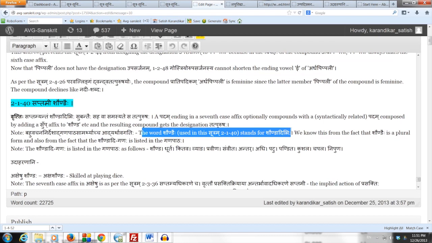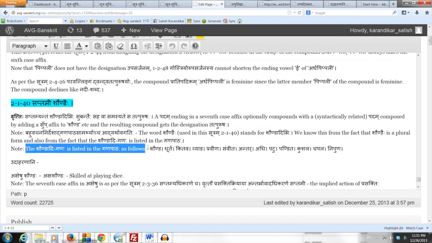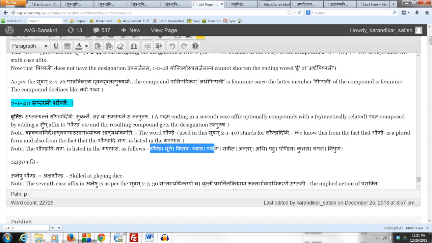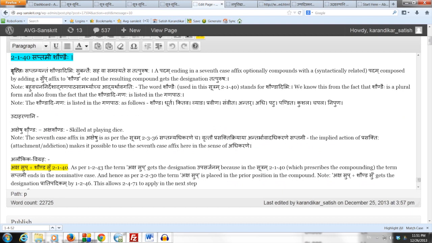The next note here says that the Shaundadiganaha is listed in the Ganapatha as follows: Shaunda, Dhurta, Kitava, Vyada, Pravina, Samvita, Antar, Adhi, Patu, Pandita, Kushala, Chapala, Nipuna. This is the Shaundadiganaha. Let us take some examples here. The first example is Aksheshu Shaundaha equals Aksha Shaundaha, skilled or clever at playing dice.